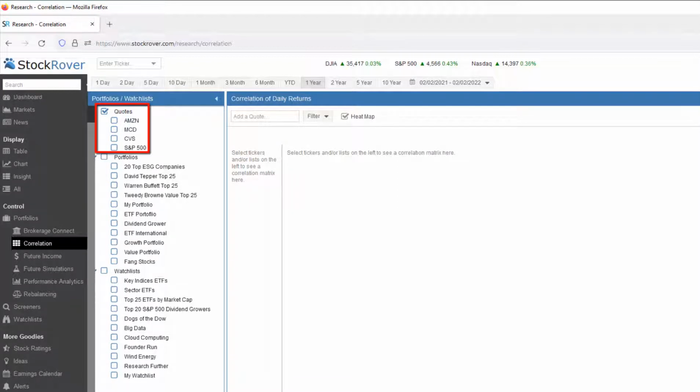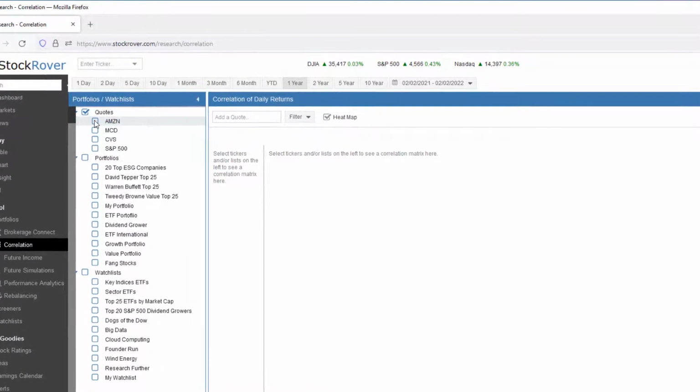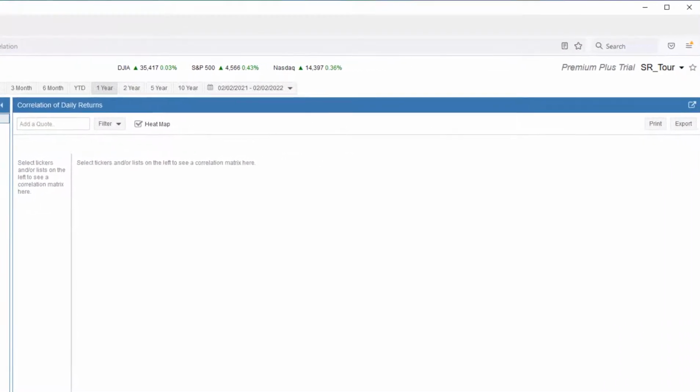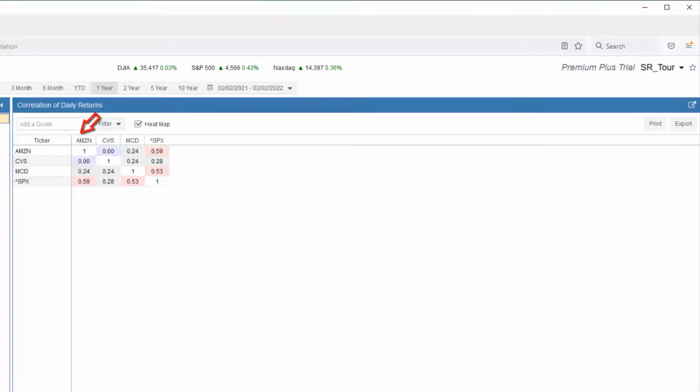I'm going to pick 4 tickers that I've already added to my quotes list. I've picked Amazon, CVS, McDonald's, and the S&P 500. Here's an example of the correlation table, which shows the correlation of the daily returns shown over 1 year.